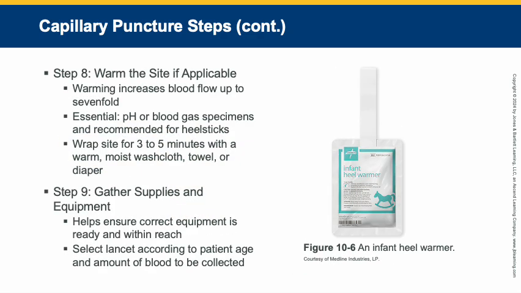Step number 8. Warm the site if applicable, if you need to. Warming increases arterial blood flow up to 7 times and does not significantly alter routine analytes. Increased blood flow makes specimens easier and faster to obtain and reduces the tendency to compress or squeeze the site, which can contaminate the specimen with tissue fluid and hemolyze red blood cells.